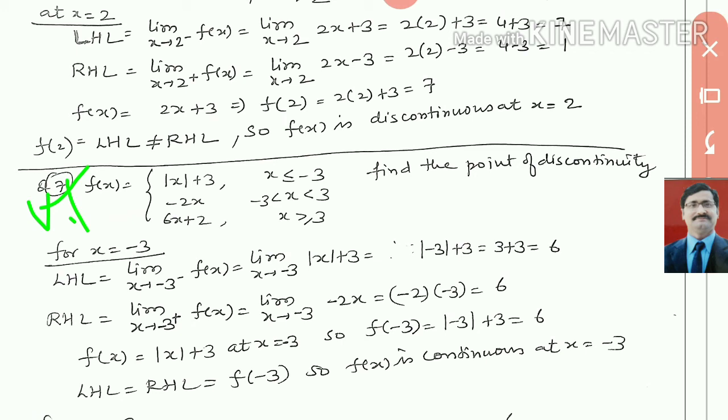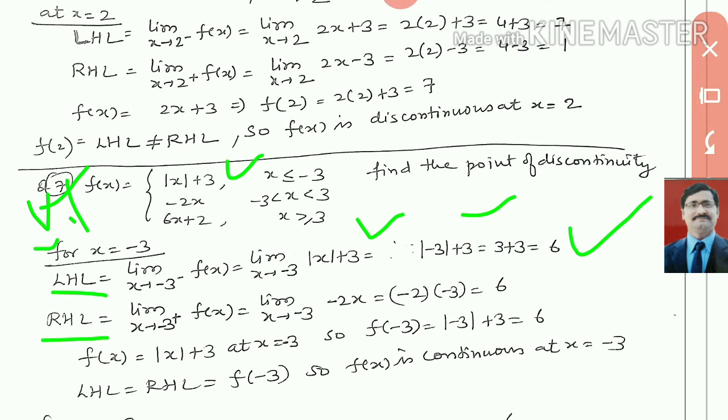Look here, for x equal to minus 3 you check. Left hand limit: limit x tends to minus 3 minus of f(x), meaning less than minus 3, so it is modulus of x plus 3. Modulus of x plus 3, in place of x you put minus 3, minus 3 plus 3, and you will have 6. All of you understand this?